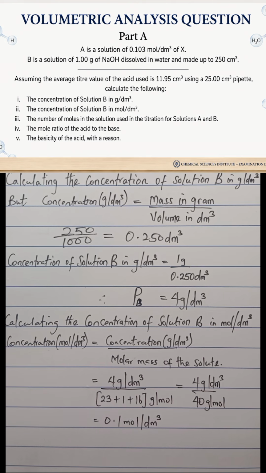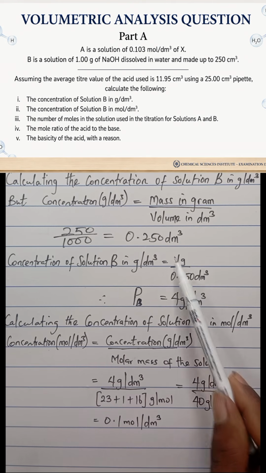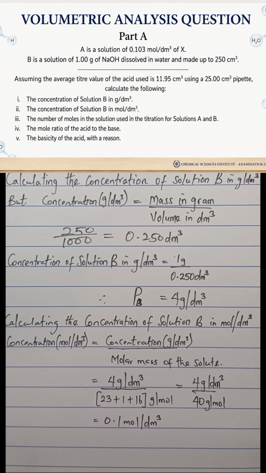There's an alternative to this. We can find the mole by saying 1 gram being given to us divided by 40, then totally divided by 0.250 to give us that. But I prefer this. So we have gotten question 1 and question 2.